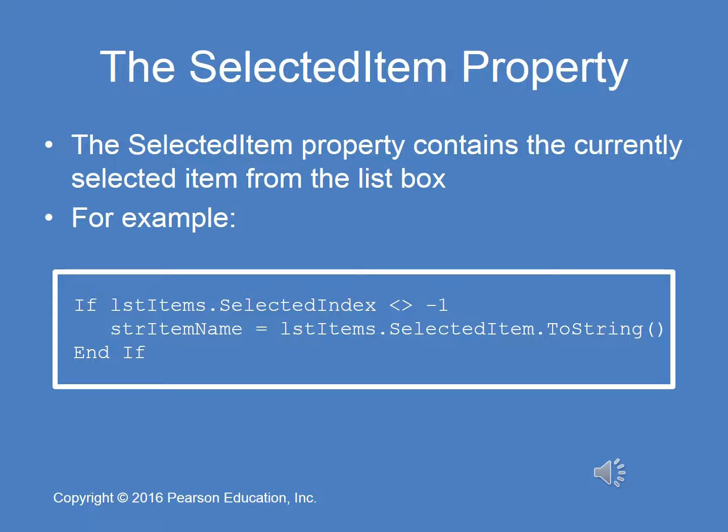On this slide, we have an example of an if-then statement that first checks to see that the selected index is valid. And if that's true, it assigns the SelectedItem property of list items, after sending it to the ToString member function, to a string variable, string item name. Remember, you can't just send the selected item to a variable. It has to be cast to that variable data type first.